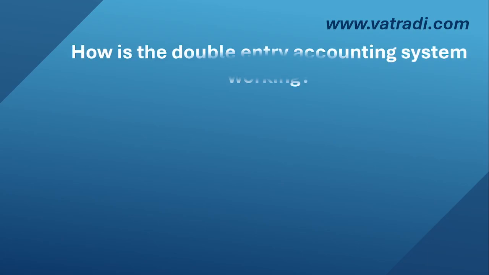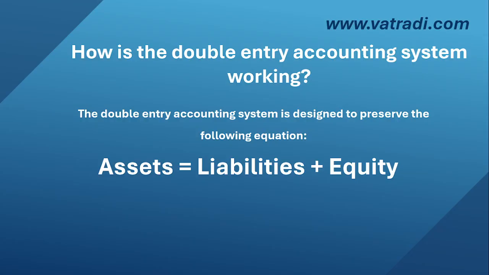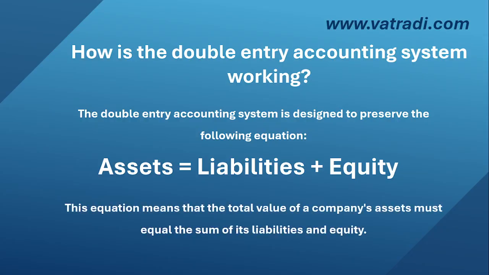So how does the double entry accounting system work? The double entry accounting system is designed to preserve the following equation: assets equal liabilities plus equity. This is the foundation of the double entry accounting system. And what does it mean? That the total value of a company's assets must equal the sum of its liabilities and equity.